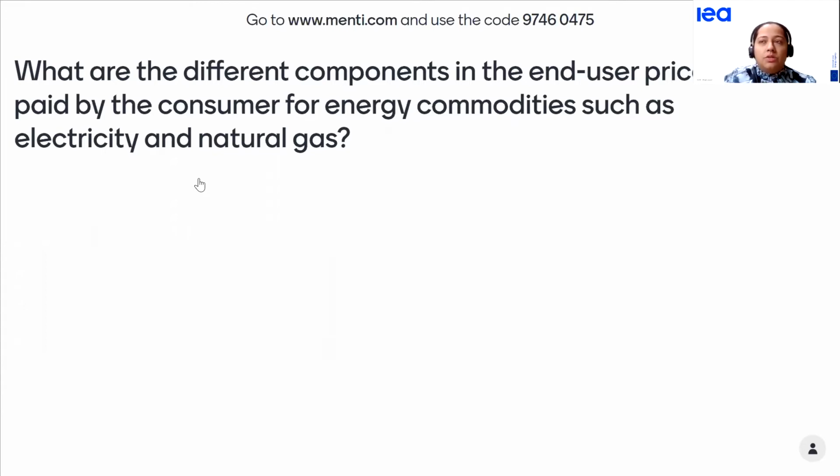The first question is, what are the different components in the end user price paid by the consumer for energy commodities such as electricity and natural gas? So what makes up for the price paid by consumers for electricity and natural gas? So think about it. When you pay for electricity and natural gas, what are you paying for? What are the different components? I'll give you a few seconds to reply.